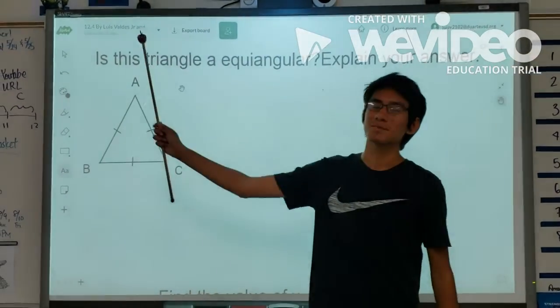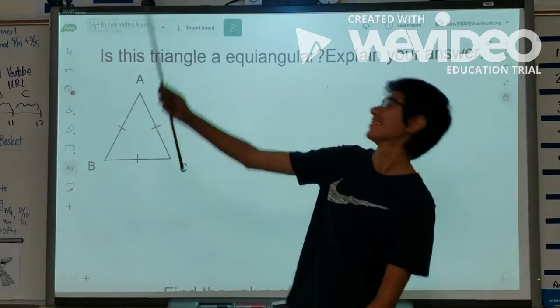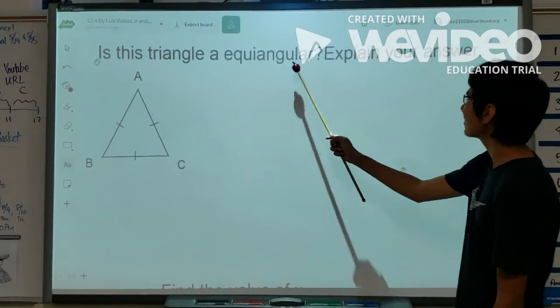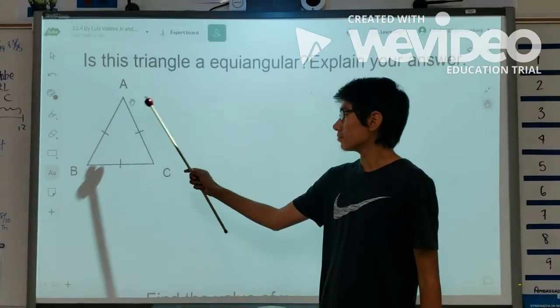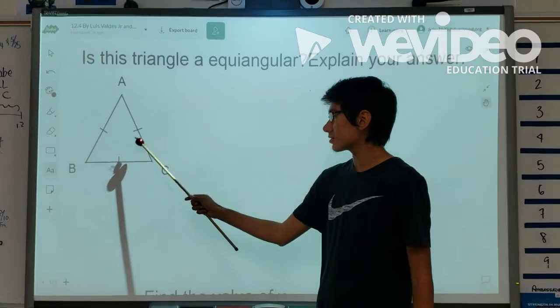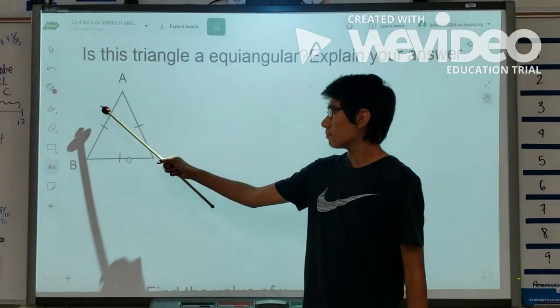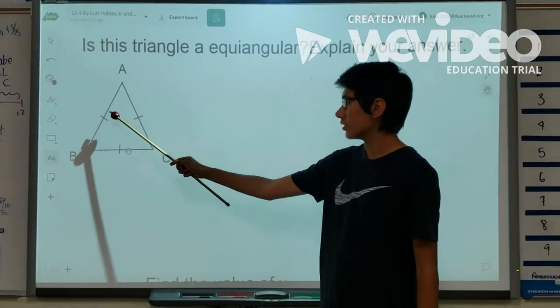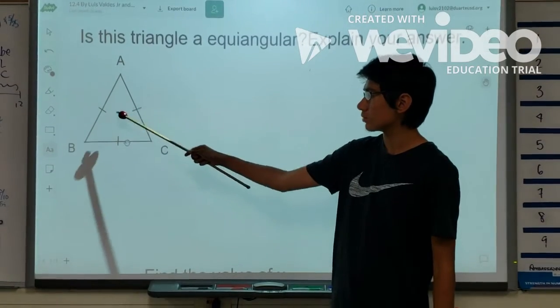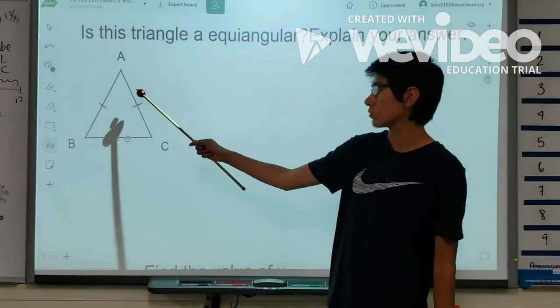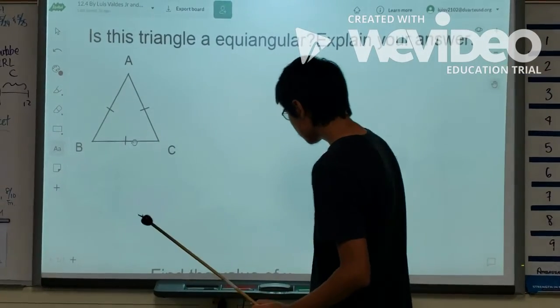Let's do 12.4. Is this triangle an equiangular? Explain your answer. This triangle is an equiangular because if we use base angles theorem, you could see that if both sides are equal, then that means the third side will also be equal. And if two angles are equal, then that means the third angle will also be equal. And in order to do this, we need base angle theorem.